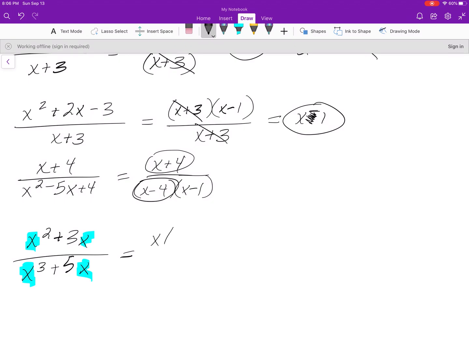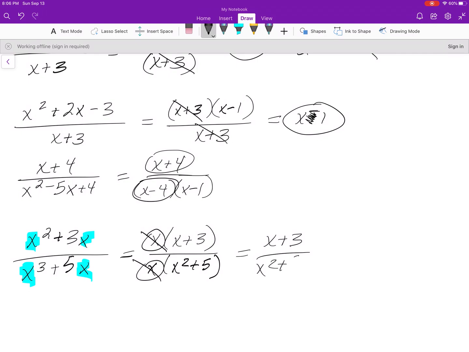The top part has a GCF of x. Divide out or factor out that x. The bottom also has a GCF of x, leaving x squared plus 5. Now, does x squared plus 5 factor any further? It's a sum, but it doesn't factor. So the only thing I see that reduces is this factor of x in the front. x over x equals 1, leaving me with x plus 3 over x squared plus 5.